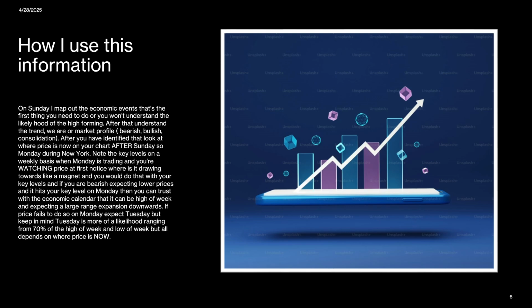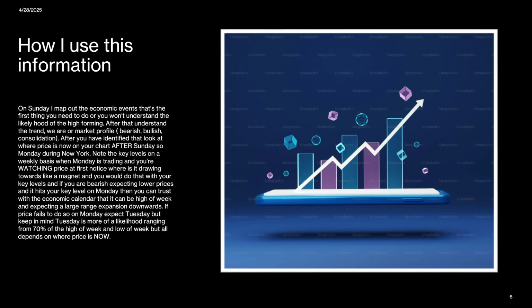All right. This is how I interpret this information to help you guys understand a little bit more about it. So on Sunday, I map out the economic events. That's the first thing you need to do, or you won't understand the likelihood of the high forming or the low. After that, understand the trend, or market profile: bearish, bullish, consolidation. You guys can understand that. After you have identified that, look at where price is now on your chart. That is the most important thing. Where are we trading right now? If you don't know that, then you're not going to know where we should get to.